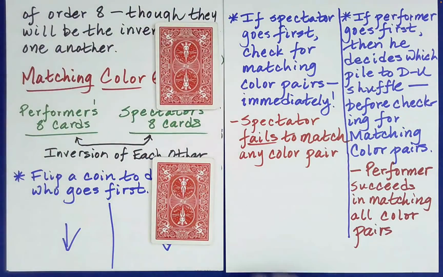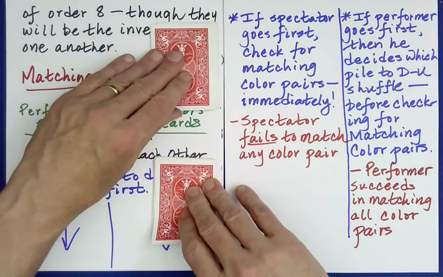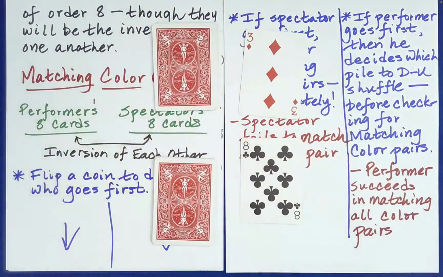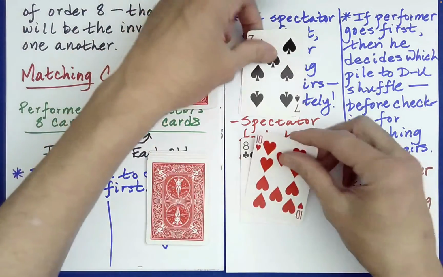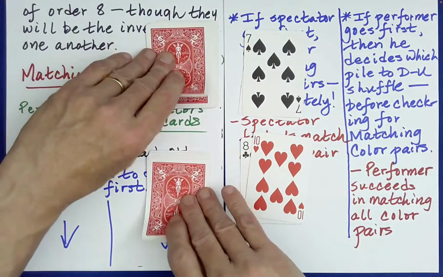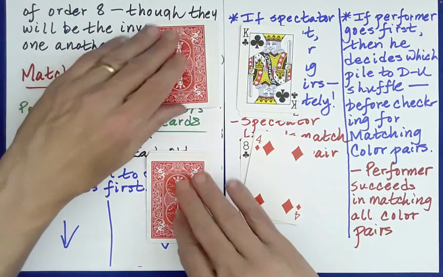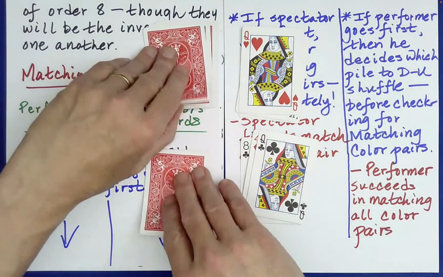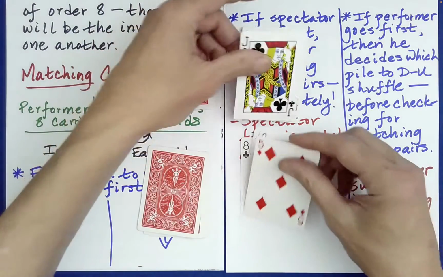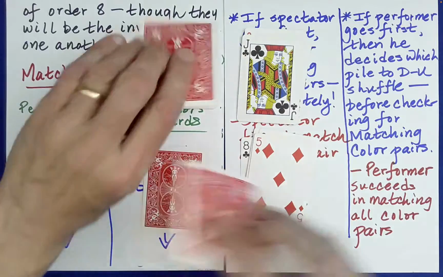The goal is to match color pairs. How did you do? That's a fail. 0 matching. Still 0. No match there. Oh boy, you've got some pretty bad luck here. No match in color. No match in color.